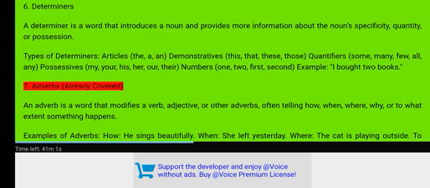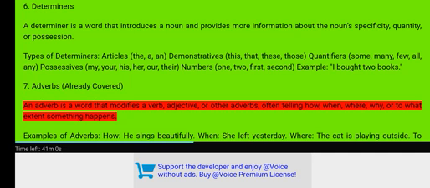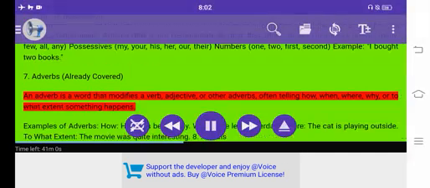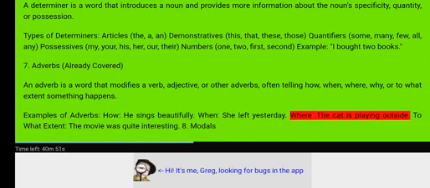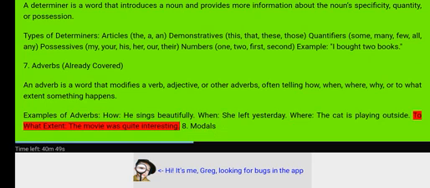7. Adverbs, already covered. An adverb is a word that modifies a verb, adjective, or other adverbs, often telling how, when, where, why, or to what extent something happens. Examples of adverbs: How, he sings beautifully. When, she left yesterday. Where, the cat is playing outside. To what extent, the movie was quite interesting.